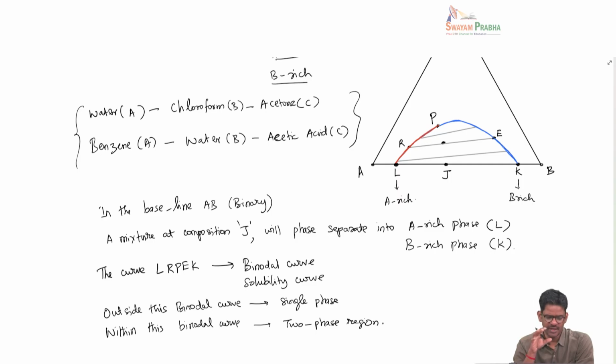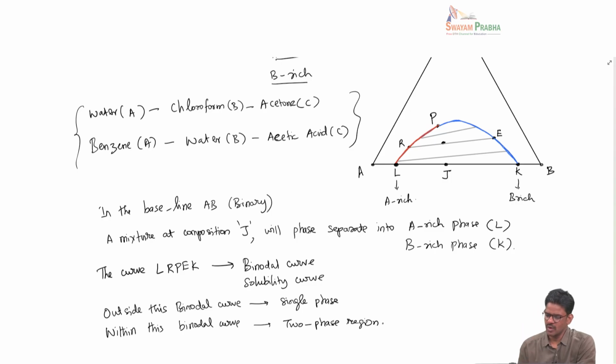Meaning that whenever I talk about an ABC system, there is a corresponding solubility map, there is a binodal curve. We cannot use one data for another system, okay, they are very much chemically dependent. So that is one thing that will be kept in mind.